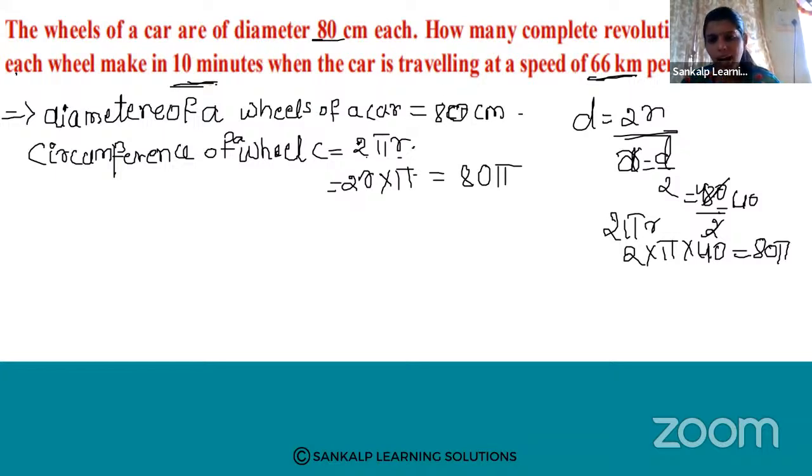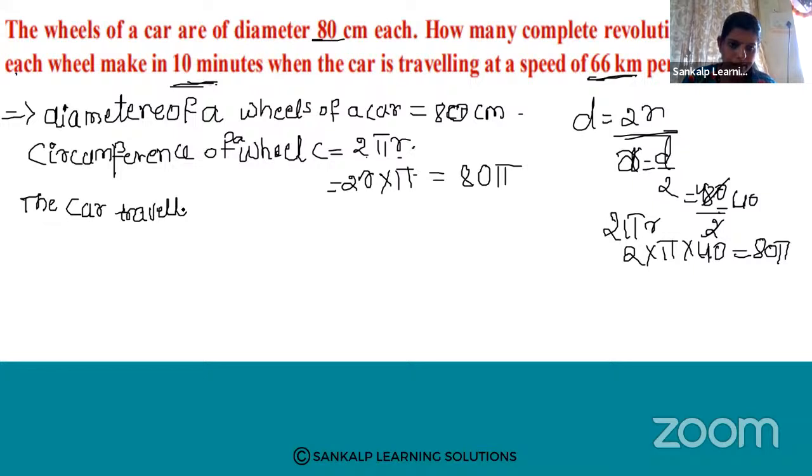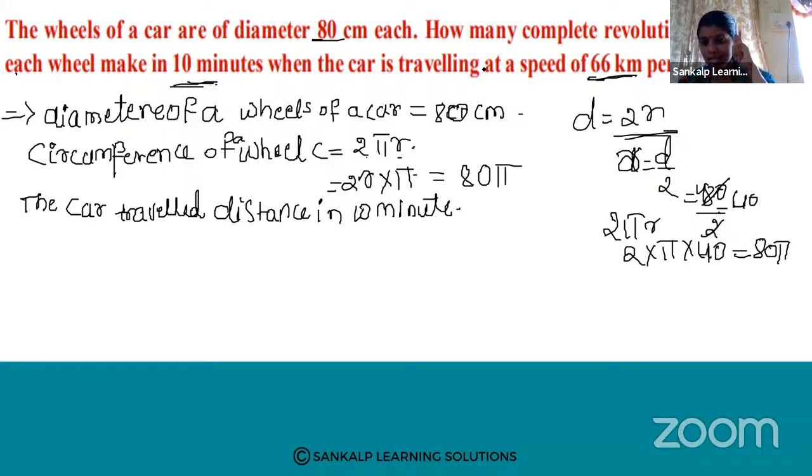Then the distance the car traveled in 10 minutes. So the car traveled a distance in 10 minutes, when the car is traveling at a speed of 66 kilometer per hour, they have given, right?